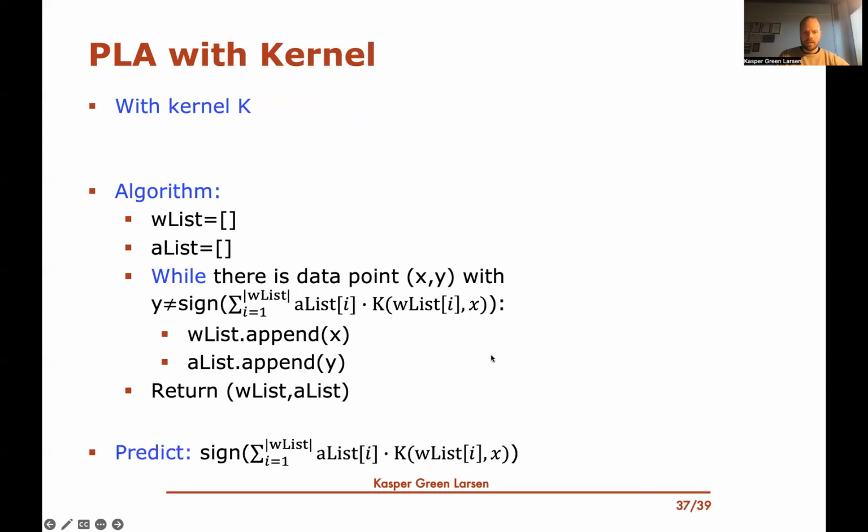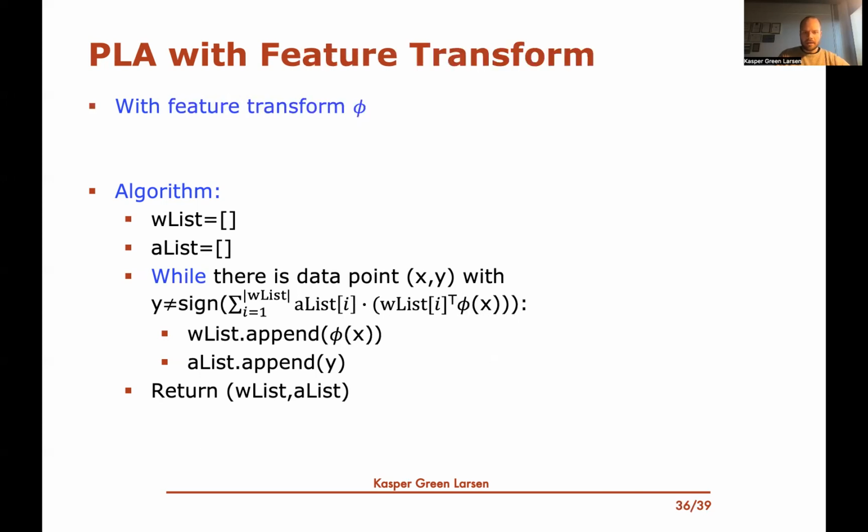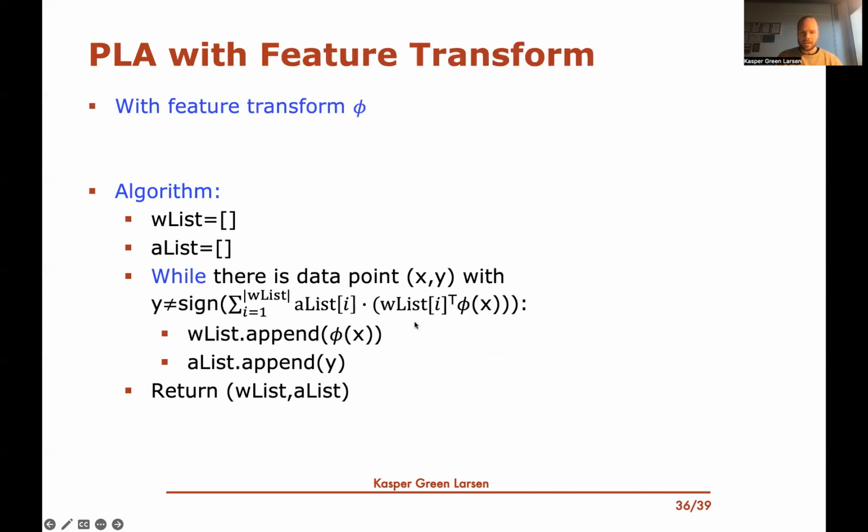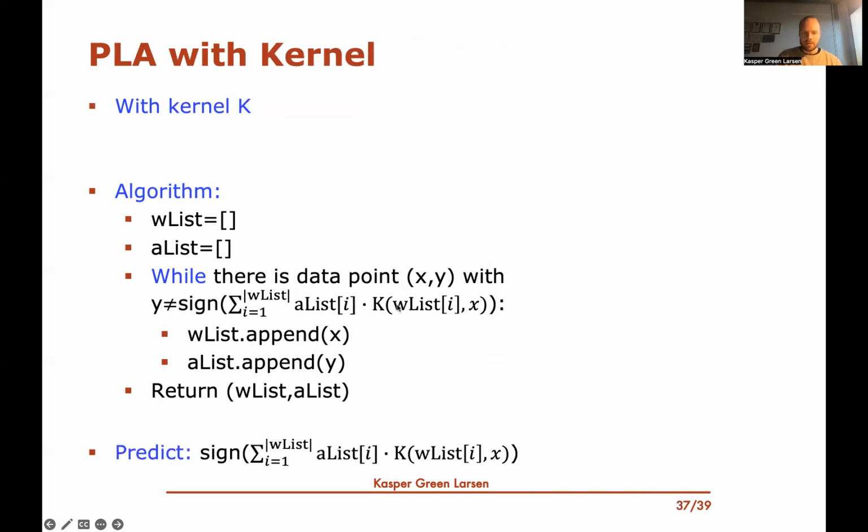Now, instead of doing that, I could also apply the kernel here to the original vectors and just store the original vectors in the list. All I want to do is compute this inner product between feature transform vectors. Over here, I do it by adding feature transform vectors to the W list. Down here, I'm just adding original vectors to the W list, and I compute inner products via the kernel. So this is again the same perceptron learning algorithm, just using kernels instead.